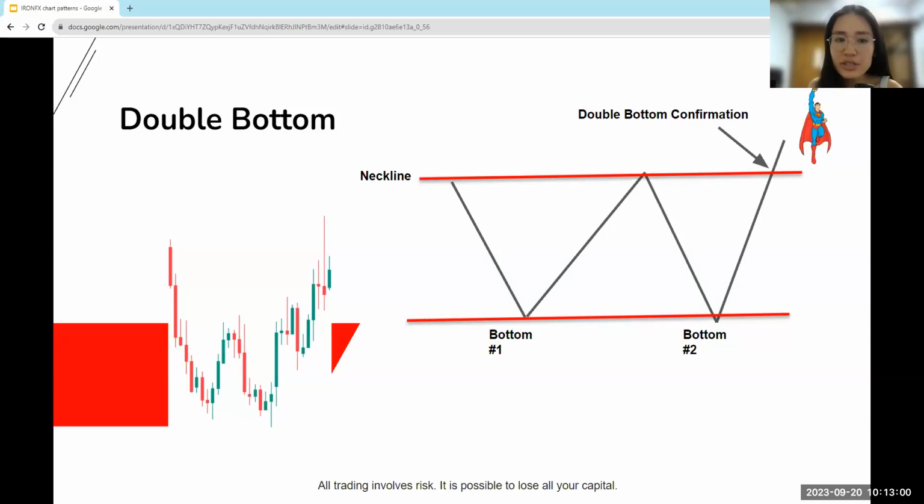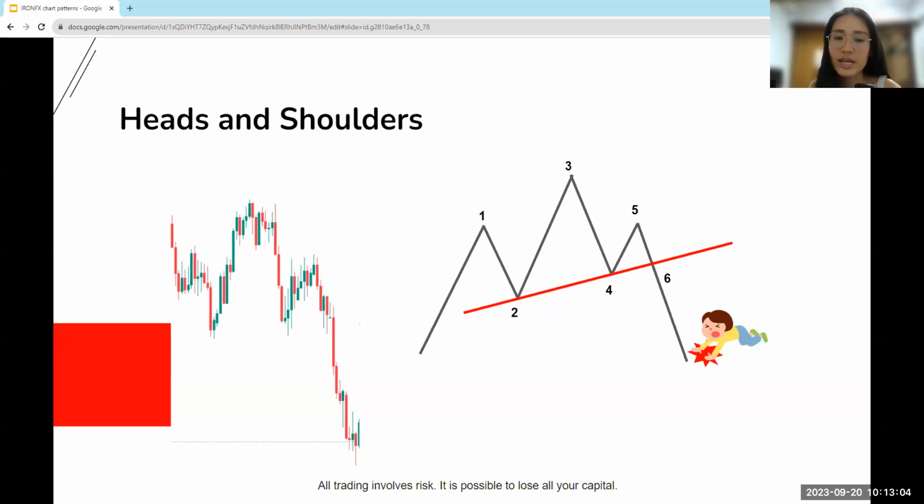Okay, so far pretty straightforward patterns. Next, let's take a look at heads and shoulders. So this is also pretty common. And the head and shoulders is a chart pattern that's described by three peaks. The outside two are close in height and the middle is the highest. So it's a bearish reversal chart pattern.